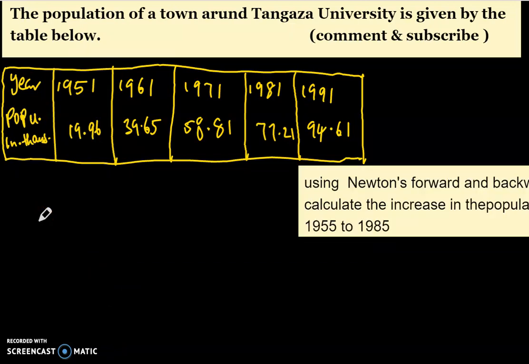So using the year and the population in thousands to form our table, we have x and then we have y. For x, we've got 1951, and for y, we've got 19.96. Then we've got 1961, and here it is 39.65.